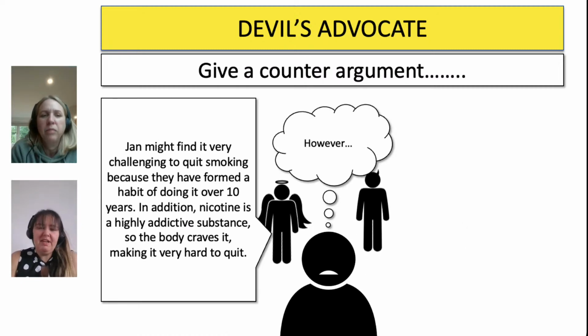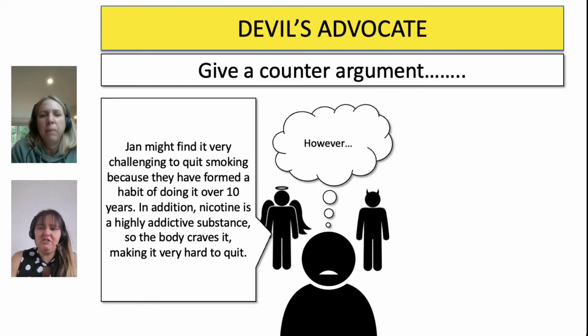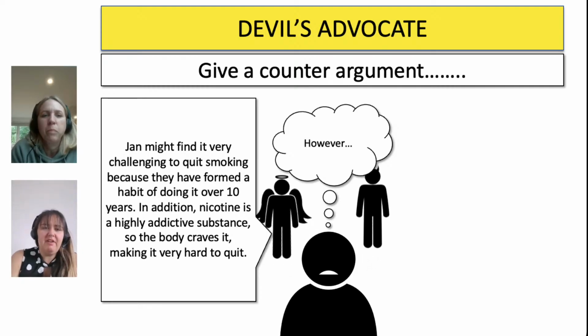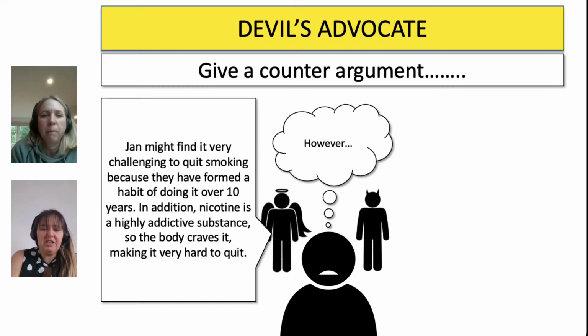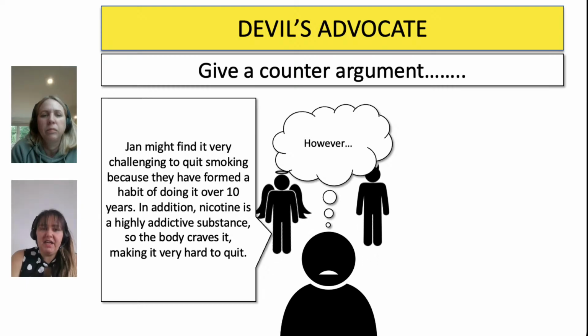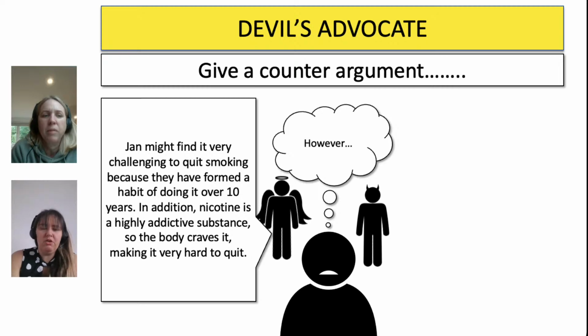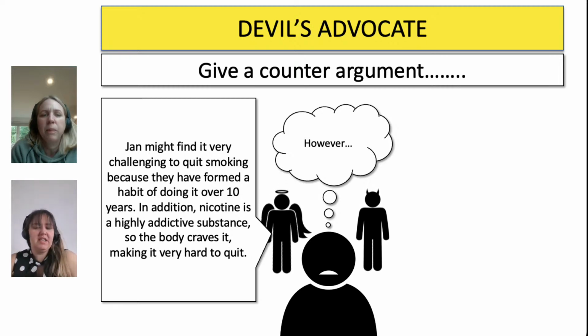So I'm going to read this, and then as I'm reading it, think about what your counter argument could be. Think about that devil and angel on your shoulders idea. Okay, so Jan might find it very challenging to quit smoking because they have formed a habit of doing it over 10 years. In addition, nicotine is a highly addictive substance, so the body craves it, making it very hard to quit. Okay, so what could we say as a counter argument?